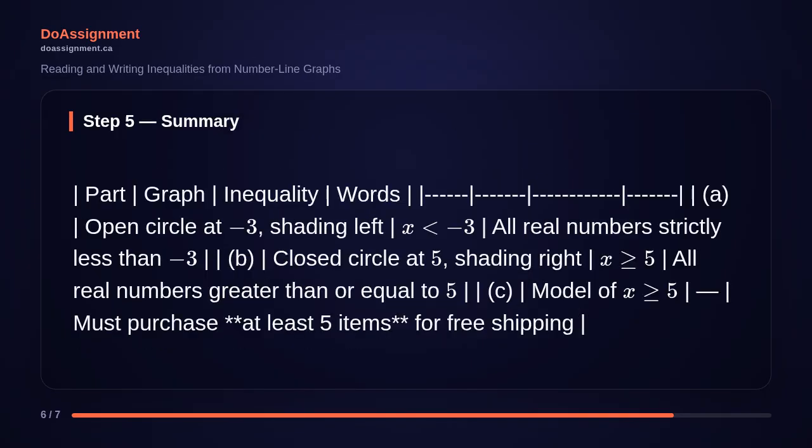To summarize, Part A gives x < -3, all numbers strictly below -3. Part B gives x ≥ 5, all numbers from 5 onward, including 5. And for Part C, a real-world example is needing to purchase at least 5 items to receive free shipping.